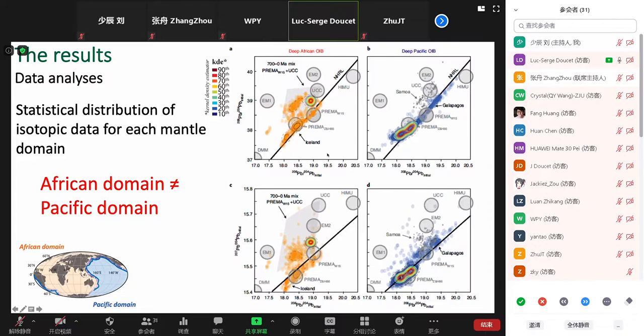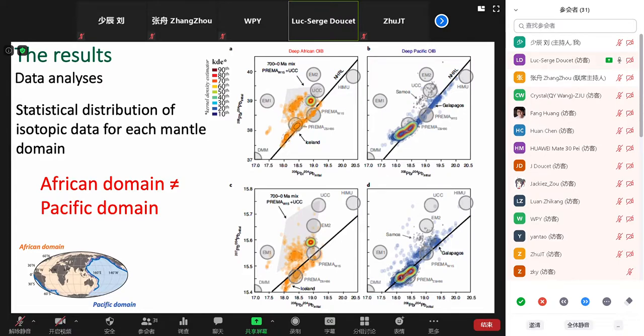So by filtering by mantle domains, by filtering deep versus others, and by using statistical distribution, we are able to show that the African domain is very different from the Pacific domain. Now, the main question is, why create this difference, right? How can we explain why the Pacific domain and the African domain are different?